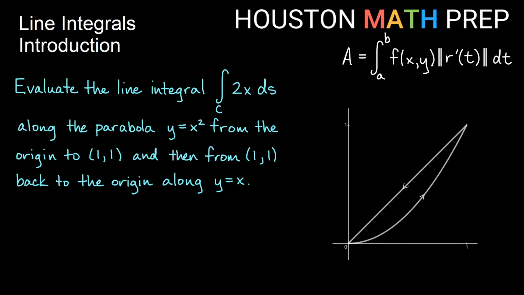Let's look at another one of these that's just a little bit more complicated. We want to evaluate the line integral of 2x ds along, first, the parabola y equals x squared. So this is y equals x squared here.